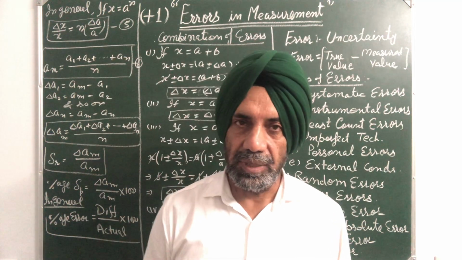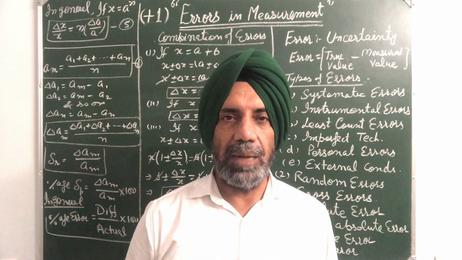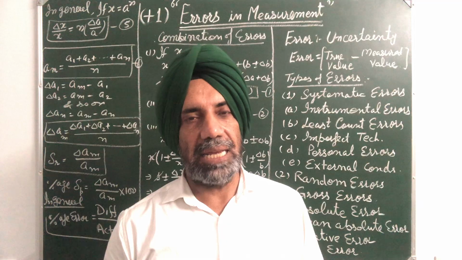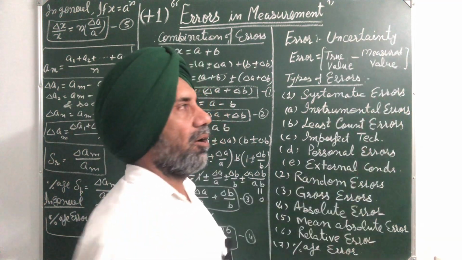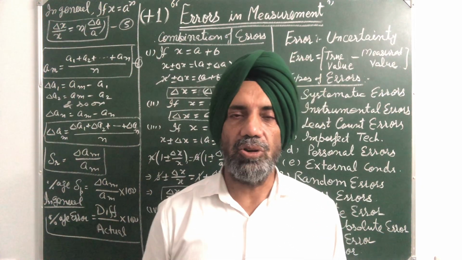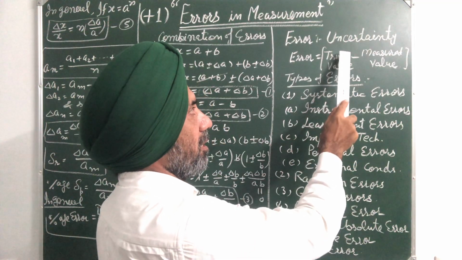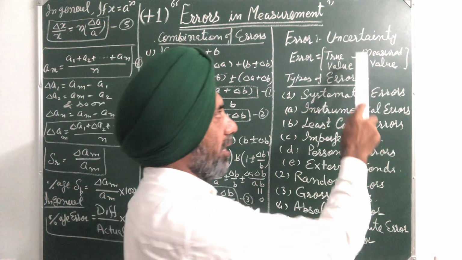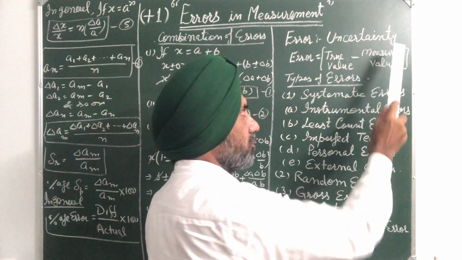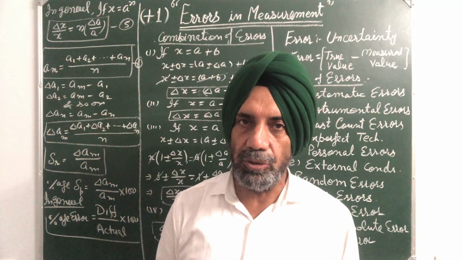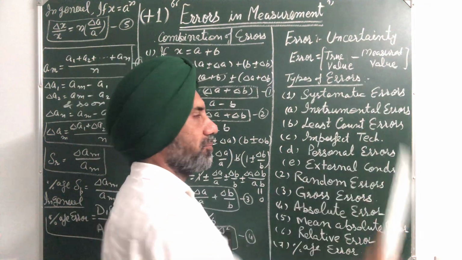Measurements are uncertain. Sometimes the result comes more than the actual value, sometimes the result comes less than the actual value. So this uncertainty in the measurement of a physical quantity is called an error. Error is the difference between the true value or best value, the actual value, minus the measured value.